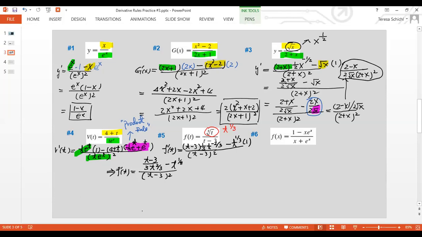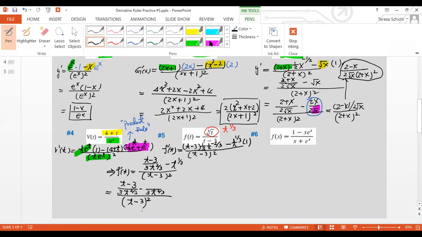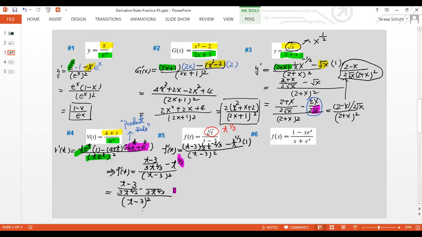This is the place, like I said, where most students, if they make a mistake, this is where they make a mistake. So let's see here. The bottom, nothing changes, (t minus 3) to the square. Common denominator again, right? So this is t to the 2/3 minus 3 t to the 2/3. First number, nothing changes, t minus 3. Take a look at the second one here. Originally this is 1/3. You put an extra 2/3 on the bottom.